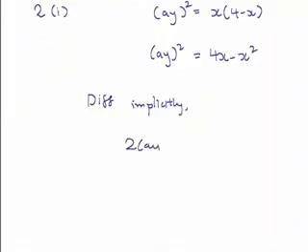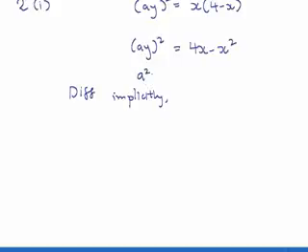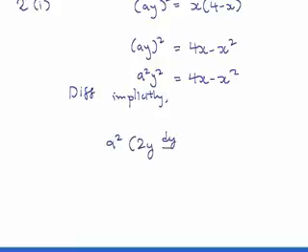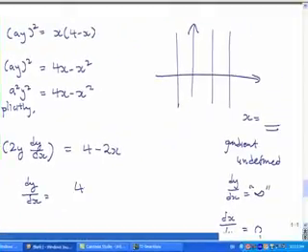So we have 2ay. In order not to confuse you all, I should rewrite the above equation as a squared y squared first, then differentiate implicitly. a squared is a constant, hold it, so 2a squared y dy/dx equals to 4 minus 2x. So dy/dx is actually equals to (4 minus 2x) over 2a squared y.